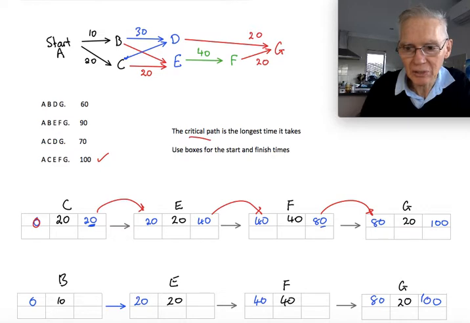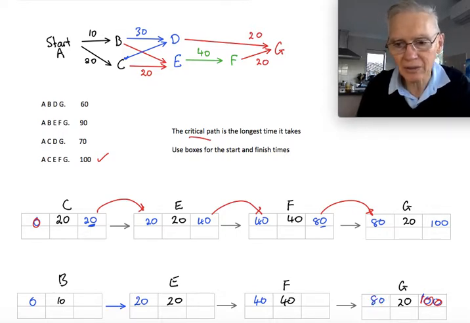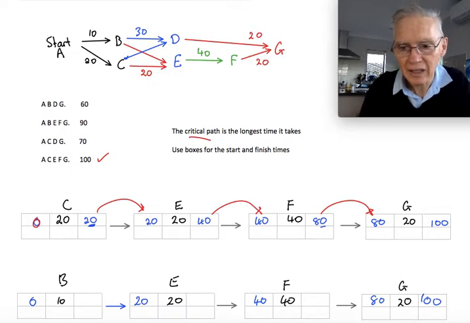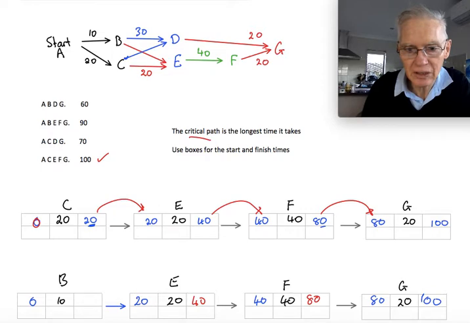So we know the project finishes at 100, so we start there, and we take off the 20 to get 80. So it's important that we go backwards on these ones. So F, and we get this from here, finishes at 80, you take off 40 to get 40. E finishes at 40, you take off 40 to get 20.